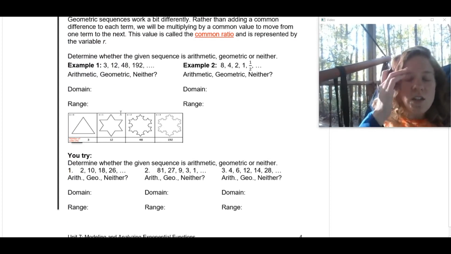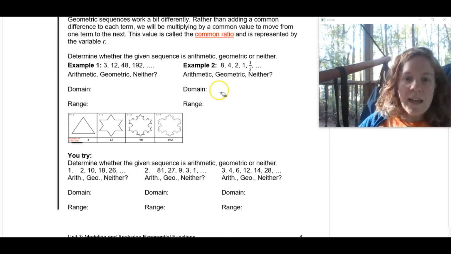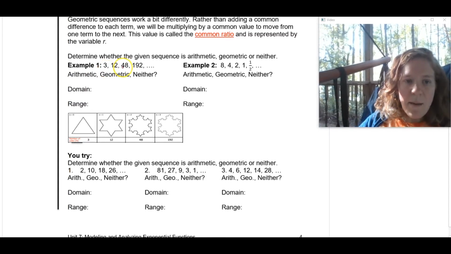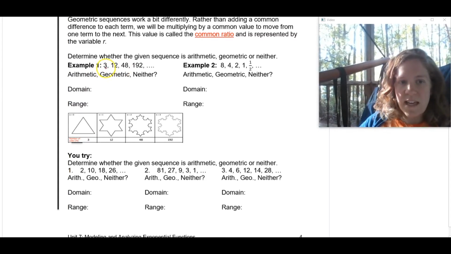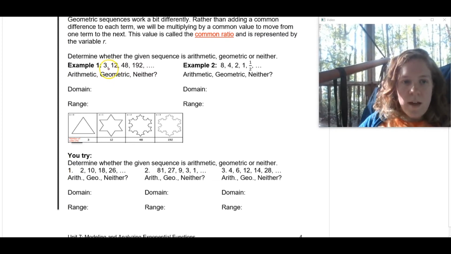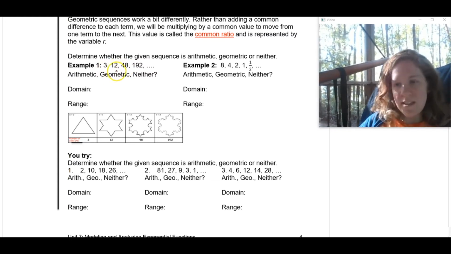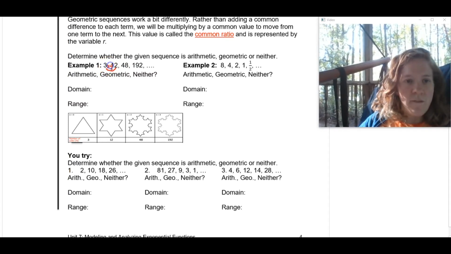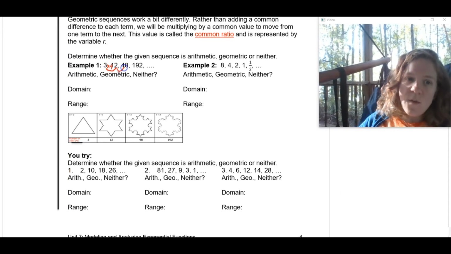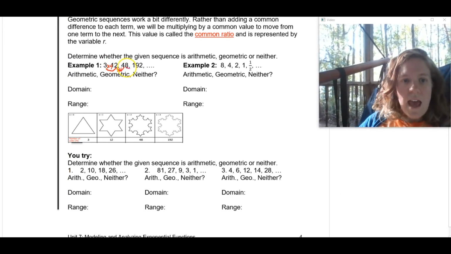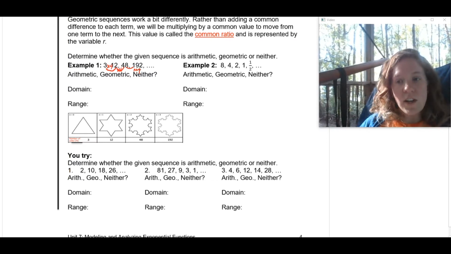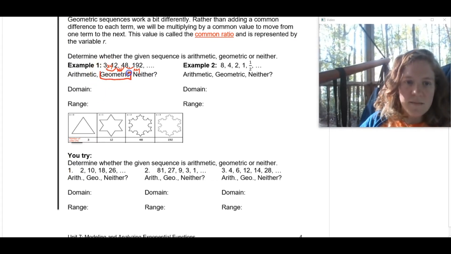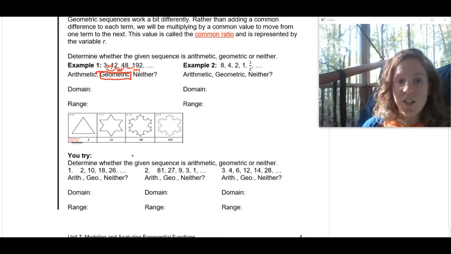When I'm looking at these to determine whether the sequence is arithmetic, geometric, or neither, all I need to do is look at what's happening to move from this first term, a sub 1, to the second term. Well, I could say I'm adding 9, but 12 plus 9 is not 48. So the next thing I'm going to look at is, okay, I'm multiplying by 4. Well, 12 times 4 is also 48, and 48 times 4, if you check in your calculator, is 192. So that means that this is geometric.